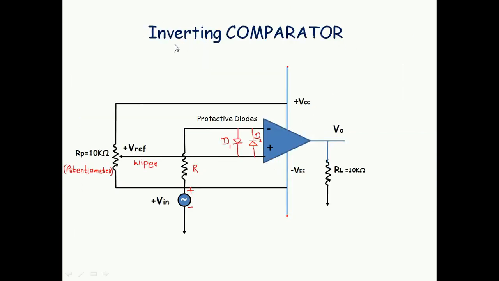Now we'll see the inverting comparator. It is called the inverting comparator because here the time-varying input signal V in is connected to the negative terminal. So exactly, it performs in the opposite way.